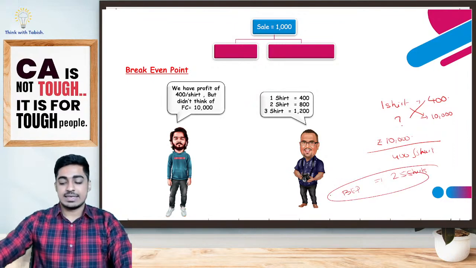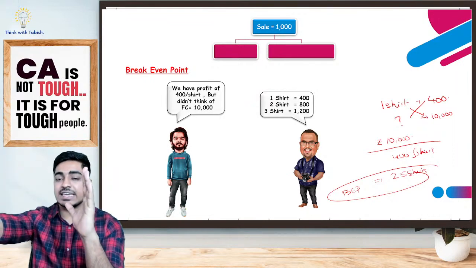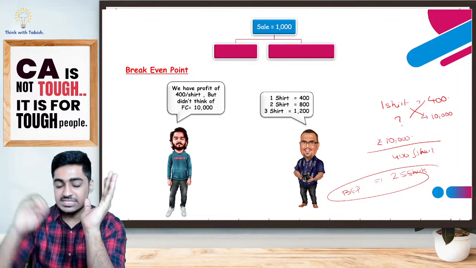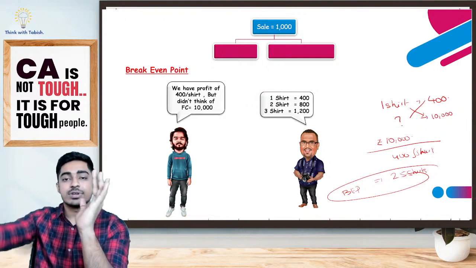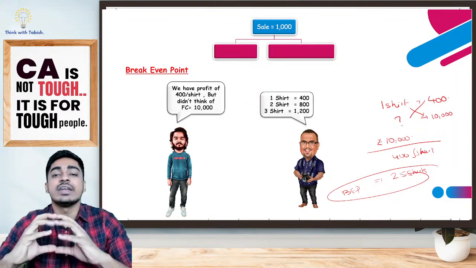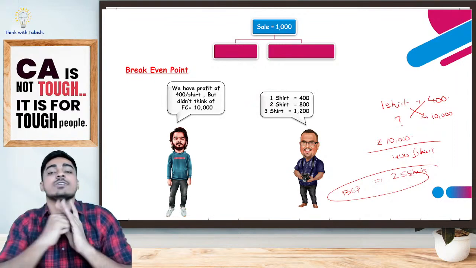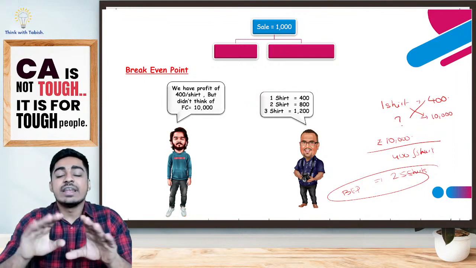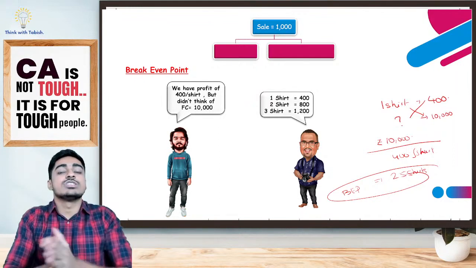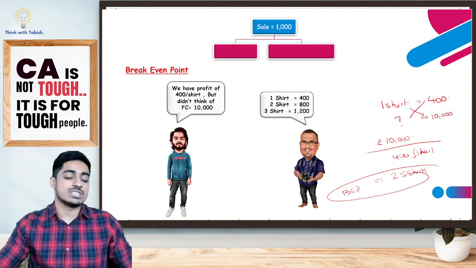I will prepare my contribution bucket. Every sale I will take 400, every sale I will take 400, third sale 400. Like this, if I sell 25 shirts, I will have 400 into 25, 10,000 rupees with me. From this, I can pay my fixed cost. So I will reach my no profit, no loss situation. I will not be making profit. However, I will not be incurring loss as well.